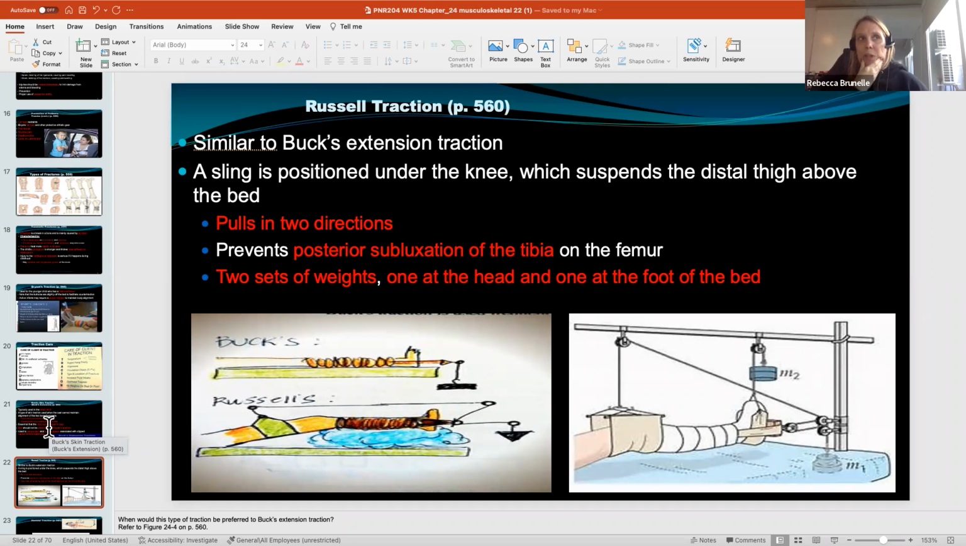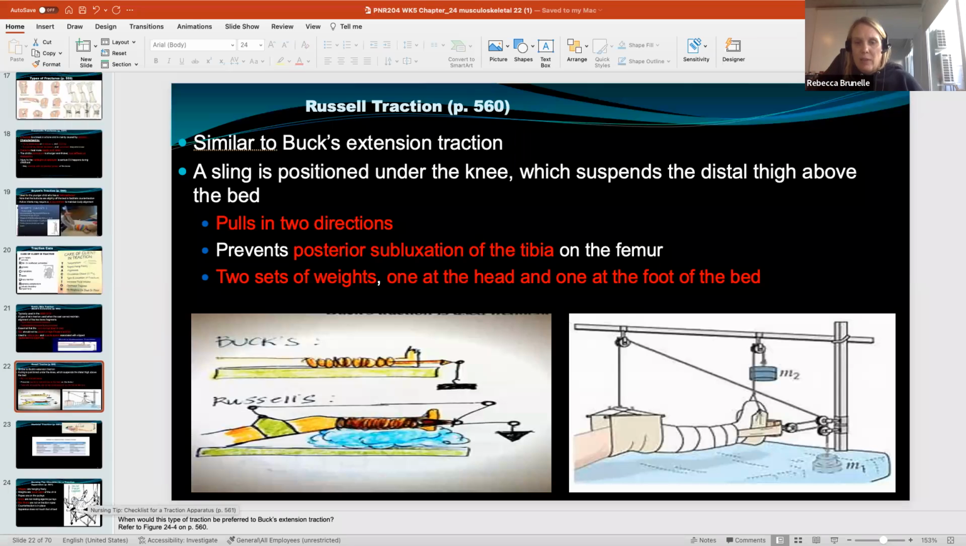So I'm not going to really go over Bucks, but Bucks and Russell are both for the older kids over 30 pounds. And then Bryant's traction is for the kids under 30 pounds. It's for a femur fracture and their legs are elevated in the air. And for whatever type of traction they're in, you're going to be doing neurovascular checks, which is the main thing you do as a nurse. And then making sure their bed's not elevated and making sure that the weights are free flowing. So those are the basic things that you need to know for all types of traction.